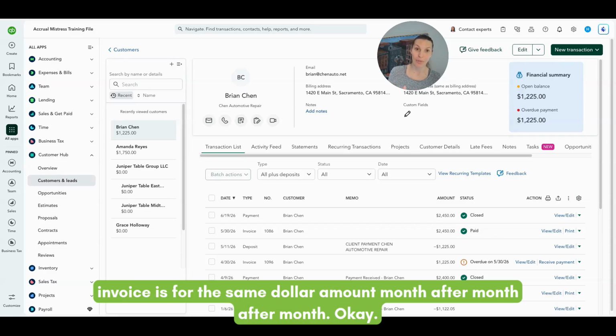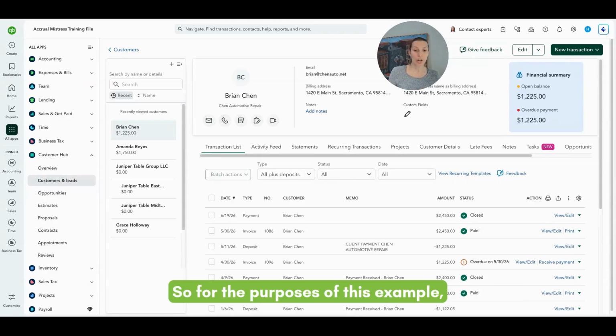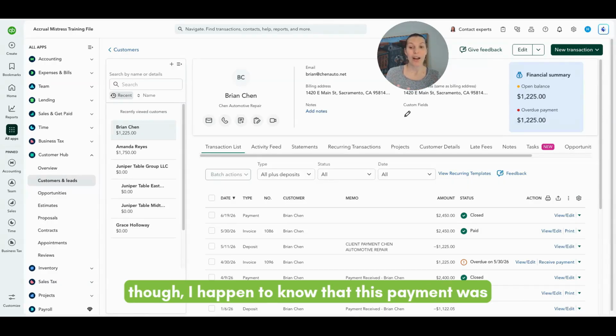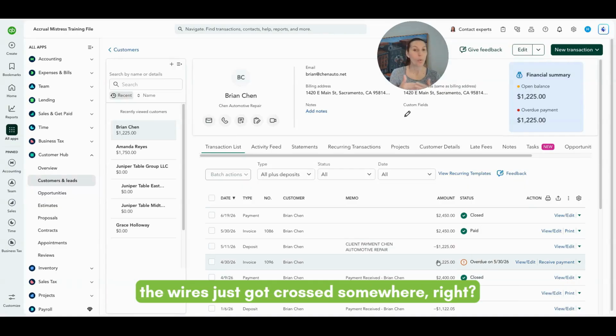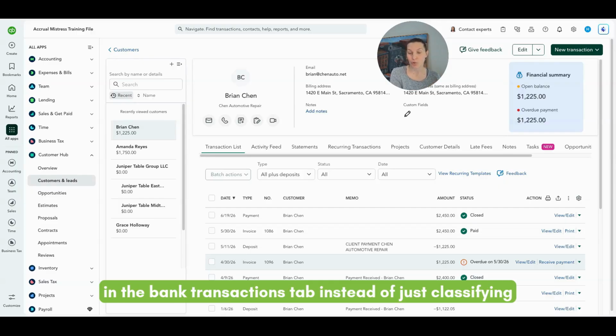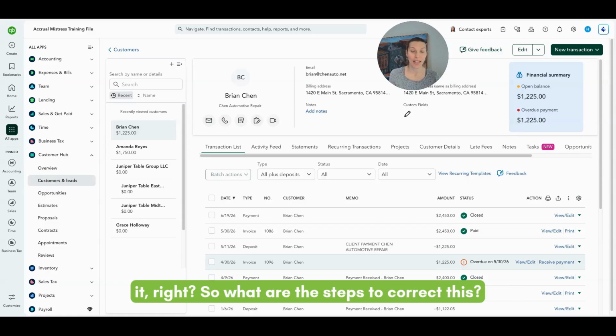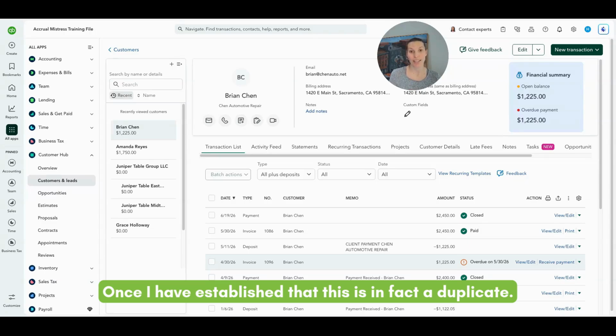month after month, okay? So for the purposes of this example, though, I happen to know that this payment was supposed to be applied against this open invoice, and the wires just got crossed somewhere, right? This can happen if we don't match a transaction in the bank transactions tab instead of just classifying it, right? So what are the steps to correct this once I have established that this is in fact a duplicate?